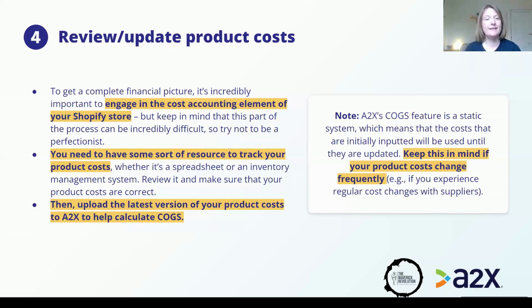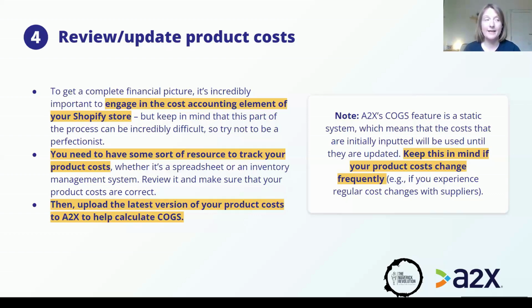You do need to have some kind of resource to track your product costs. It could be a spreadsheet, as I said, really simple, just a spreadsheet with SKU and cost. It could be an IMS system if they're using Unleashed or something like that. So you want to review this list that you have and make sure that your product costs are correct. And then if you're going to use the COGS feature in A2X, you would upload it to A2X. And again, it's a really simple upload, SKU, cost, upload it.